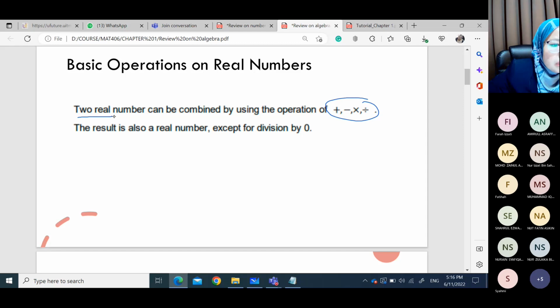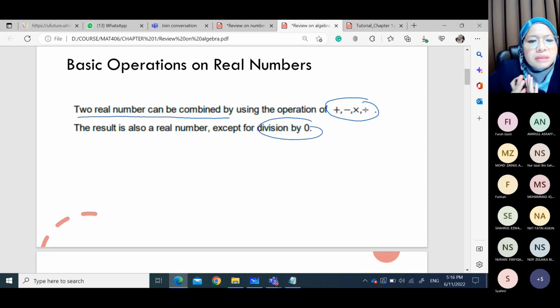Okay, two real numbers can be combined by using the operation of plus, minus, multiplication and division. Okay, so the result is also a real number except for division by 0. So untuk division by 0 ni memang tak akan berlaku. It's undefined. Ada cara untuk selesaikan, tapi kita kena guna satu method yang kita panggil limit. Yang tu kita tak sentuh lagi. Okay, kita cuma kenal dulu apa dia operation yang ada dalam real number.